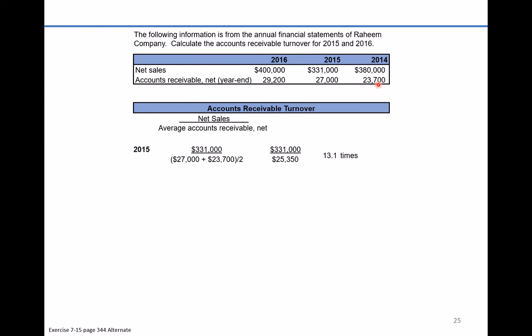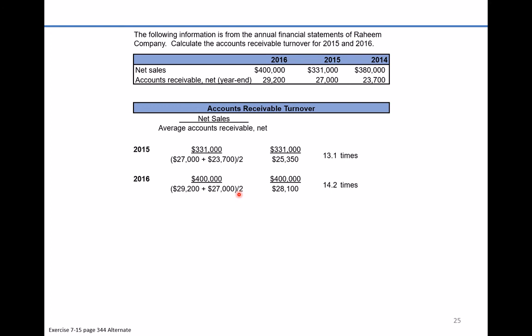For 2016, we had 400,000 in sales. The average for 2016 was the 29,200 from this year's end, plus 2015's ending of 27,000. Add that together, divide by 2, and come up with the average. So it's 400,000 in sales divided by average receivables throughout the year of 28,100, which means that receivables flipped over 14.2 times. So receivables flipped a little bit faster in 2016 than in 2015.